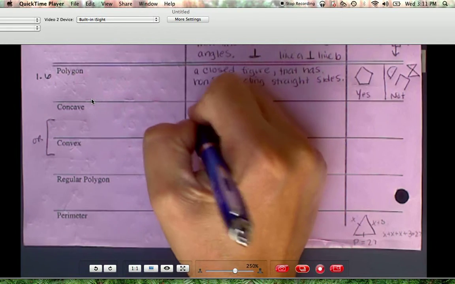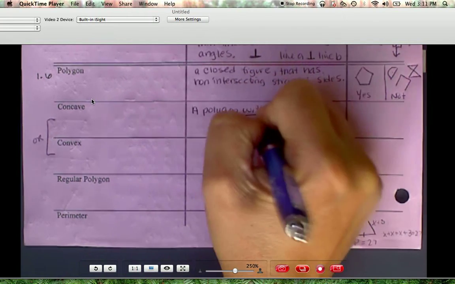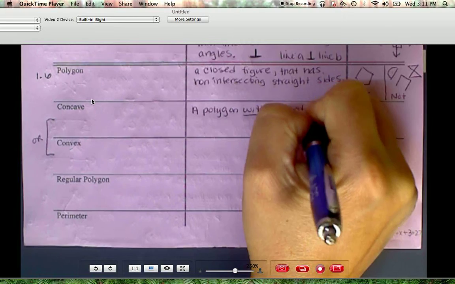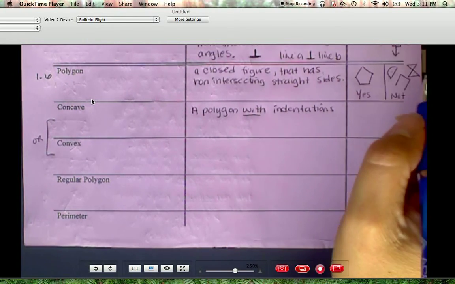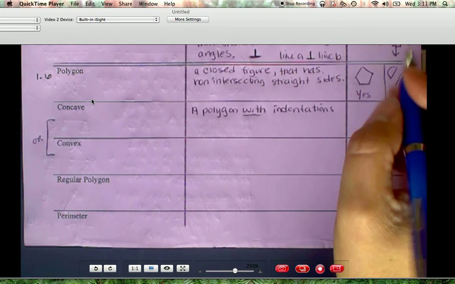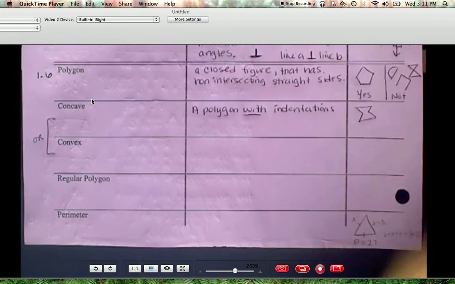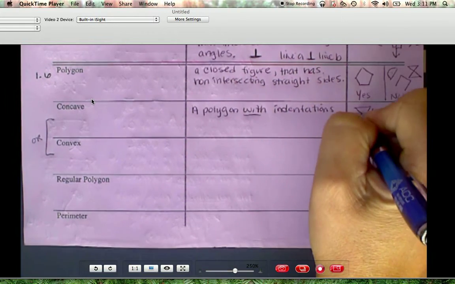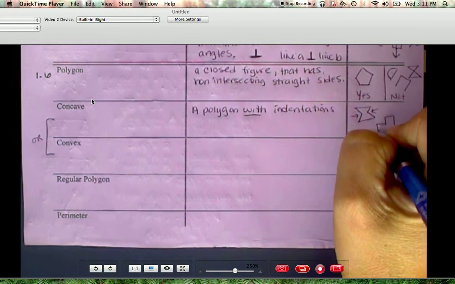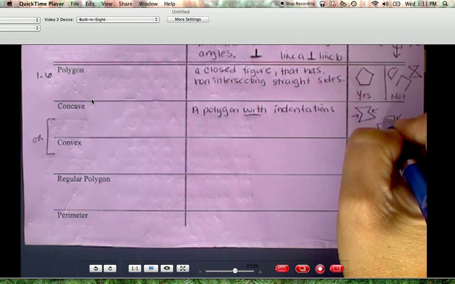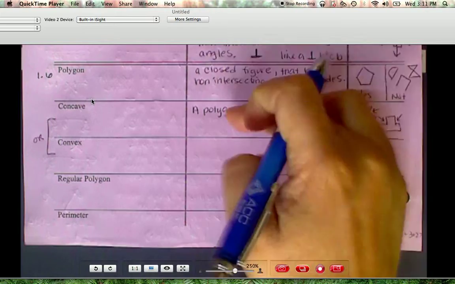Concave is a polygon with indentations. Okay, so for example, concave would be something like this. So it's got an indentation right here and an indentation right here. This would also be concave. There's an indentation here and an indentation here. So a polygon with indentations.